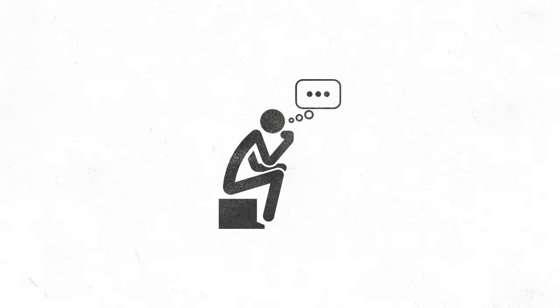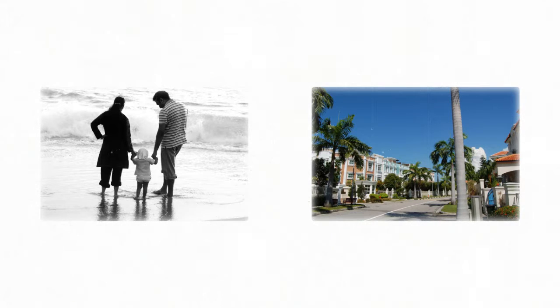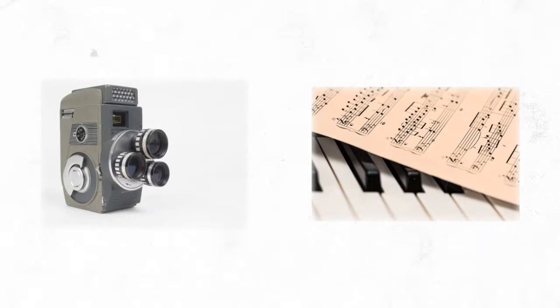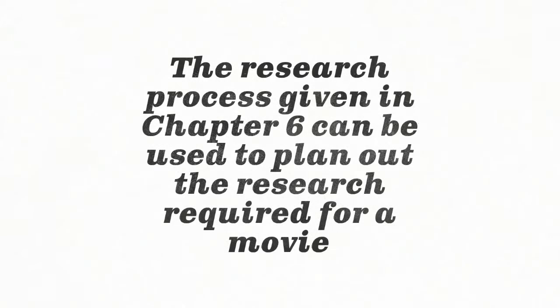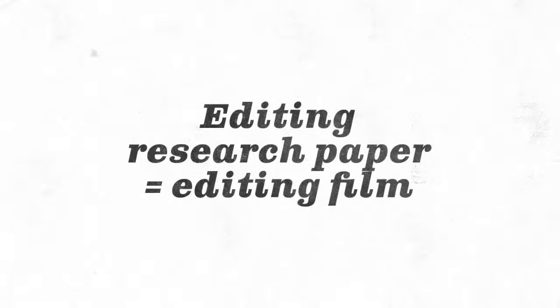You wouldn't really think it, but making an accurate movie means more than just researching the characters. It requires you to research the setting, the different languages they speak, family dynamics, neighbors, and all the living conditions. Most people think research is only useful for writing papers in scholarly journals. The research process given in Chapter 6 can be used to plan out the research required for a movie, not just for writing a paper.